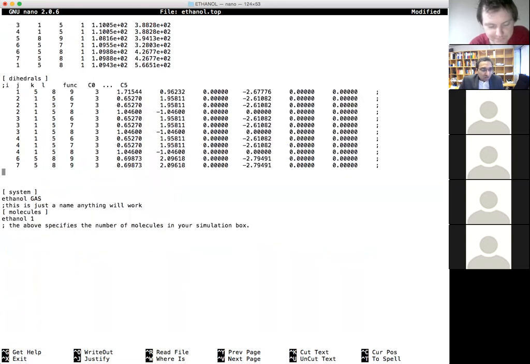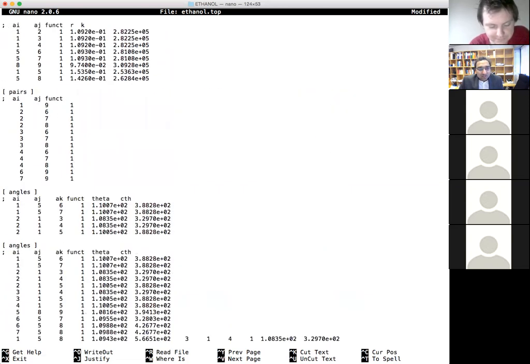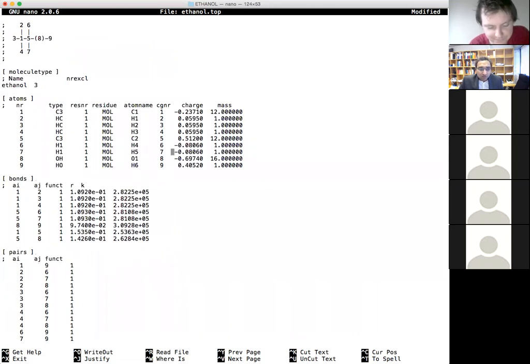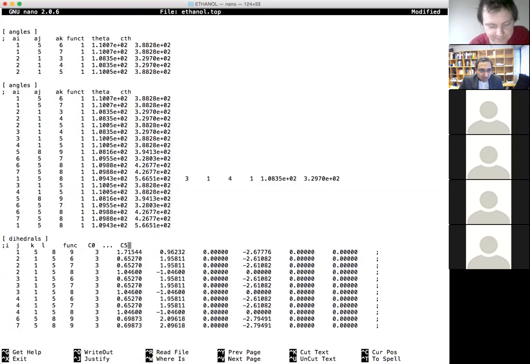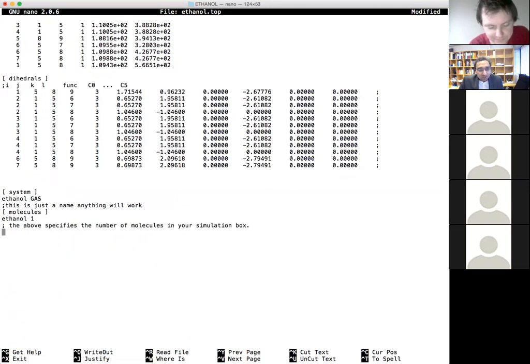So now the program knows how to calculate bonded and non-bonded interactions. Okay. And the last line of this topology tells you how many of these molecules we are going to simulate. In this case, it's only going to be 1.